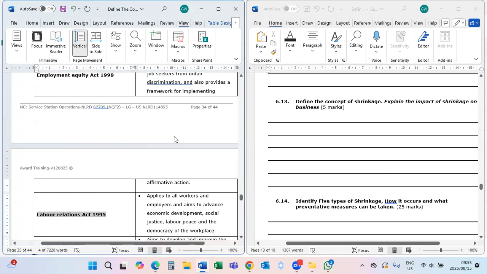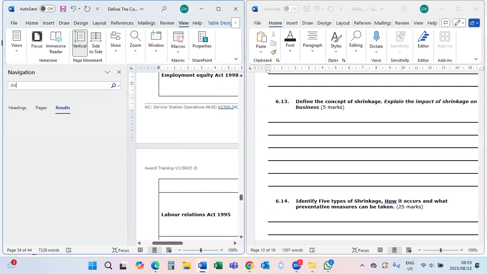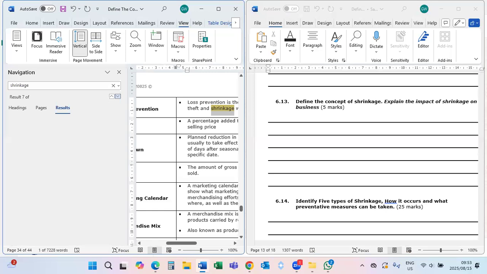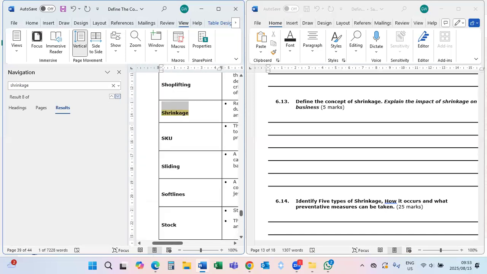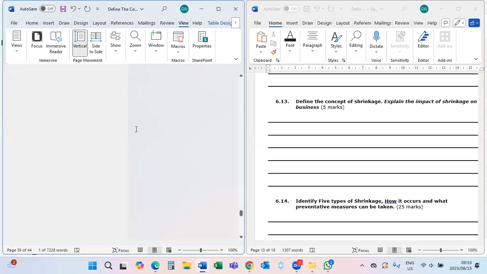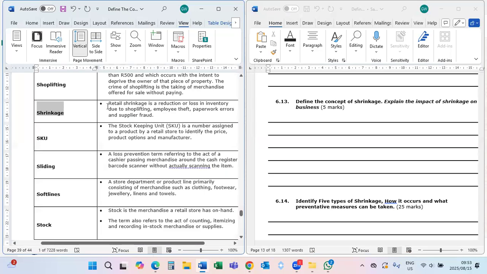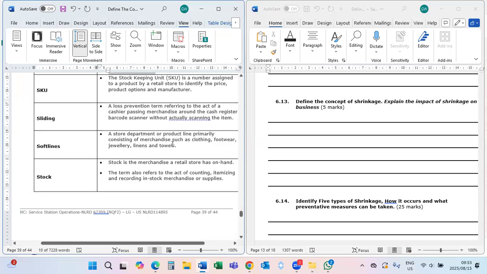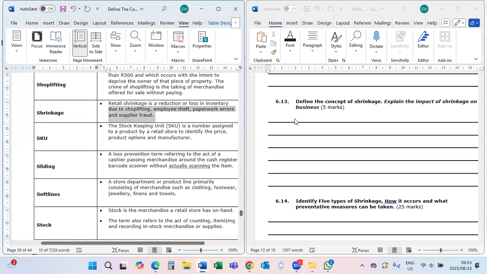Here's a question about shrinkage here. Let's have a look at this. There it is there. So there we go. There's the definition of shrinkage. You can find that on page 39. I just need that definition over here.